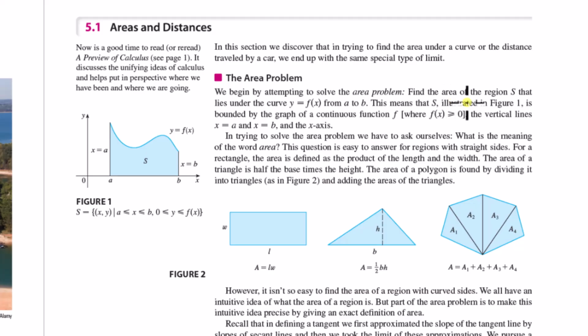So how do we find the area of the region S that lies under the curve y equals f of x from a to b? How do we find the area of this region S? Like it says here, we can describe this region as bounded by the vertical line at x equals a, the vertical line at x equals b, the horizontal x-axis, and at the top by the function y equals f of x over the interval from a to b. Where f of x, the function over this interval, is a continuous function and it's always positive.